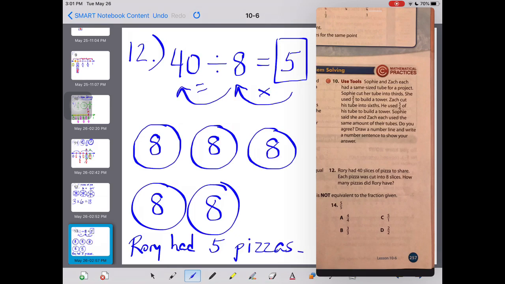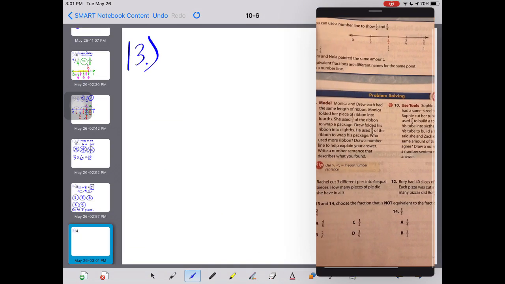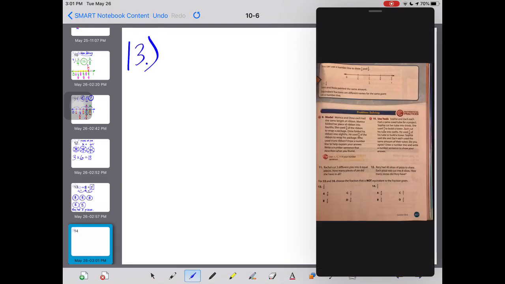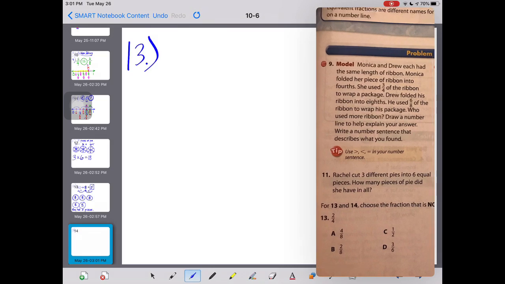All right. Let's move on to number 13. It's asking you to choose the fraction that is not equivalent to the fraction that's given. For 13, you're given the fraction 2/4. And you're given 4 other fractions, 4/8, 2/8, 1/2, and 3/6. One of these fractions is not equivalent to 2/4, but the other 3 are. So you need to identify which one of these fractions is not equal to 2/4.